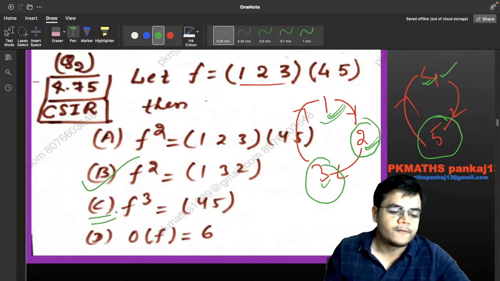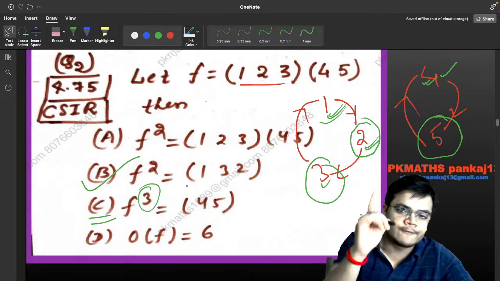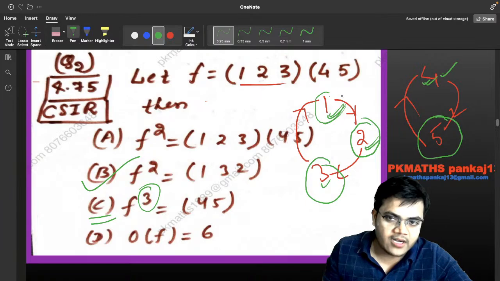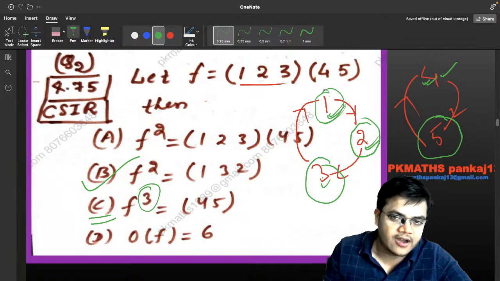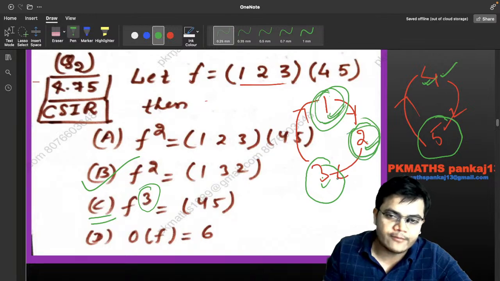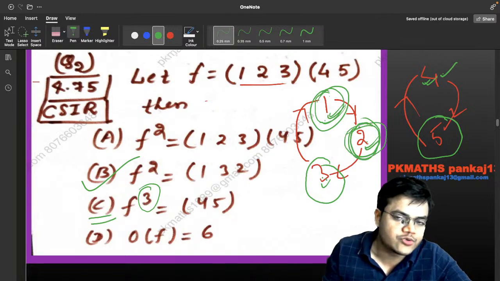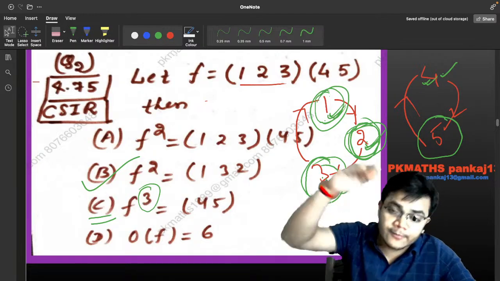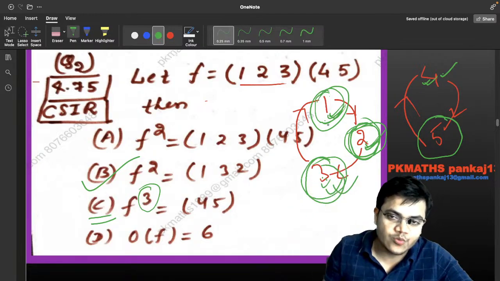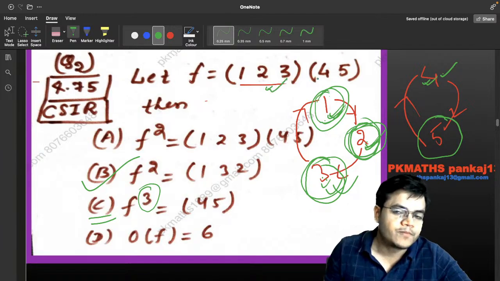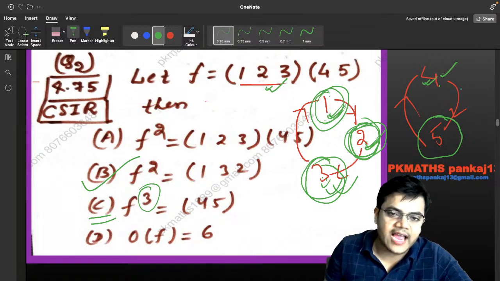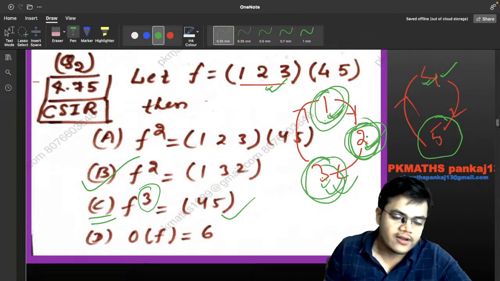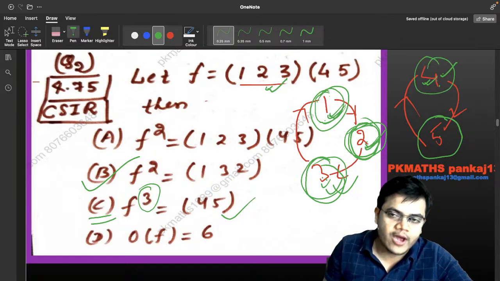What about f cubed? For f cubed, you have to skip 2 elements always. So from 1, you skip 2 and 3, then you come to 1 only. From 2, you skip 3 and 1 and come to 2 only. From 3, you skip 1 and 2 and come to 3 only. So every element comes to itself, and therefore (1 2 3) cubed gives you the identity. But what about this (4 5)? I mean to say, from 4, you have to skip 2 elements.